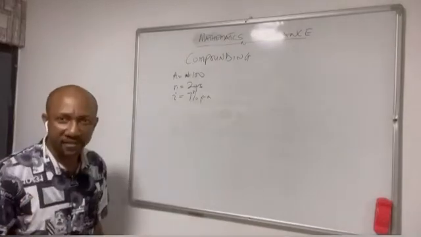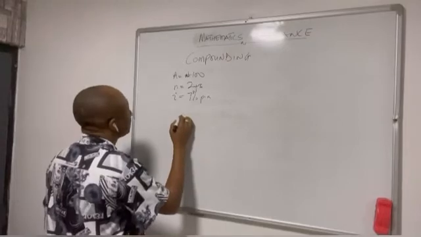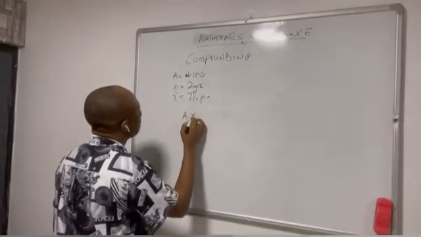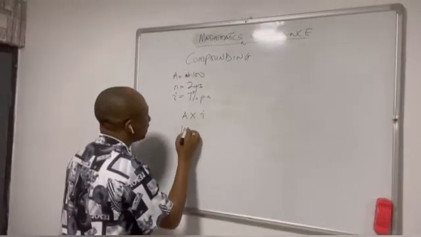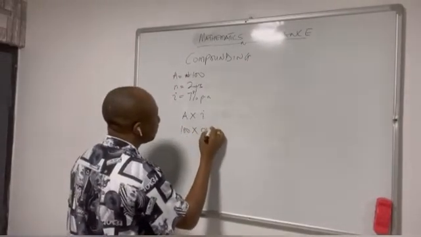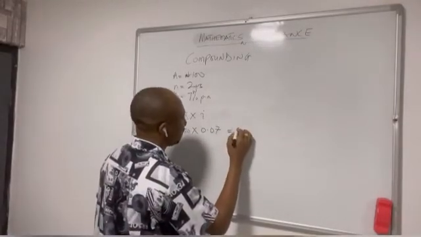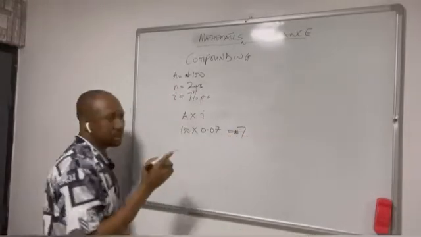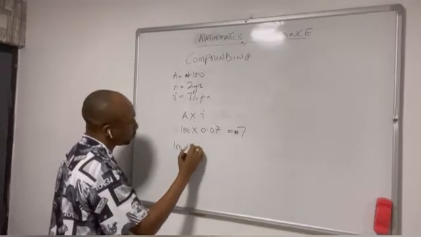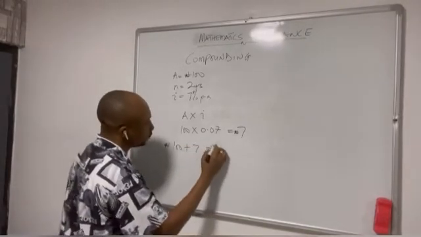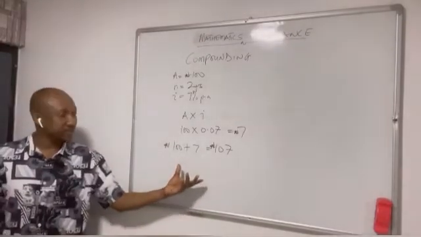At the end of the first year, what you will have is the amount multiplied by the interest rate, and that will give you 100 naira multiplied by 0.07, and that gives you 7 naira. So at the end of the first year, what you are going to have is 100 naira plus 7 naira. That will give you 107 naira. This is what we will have at the end of the first year.